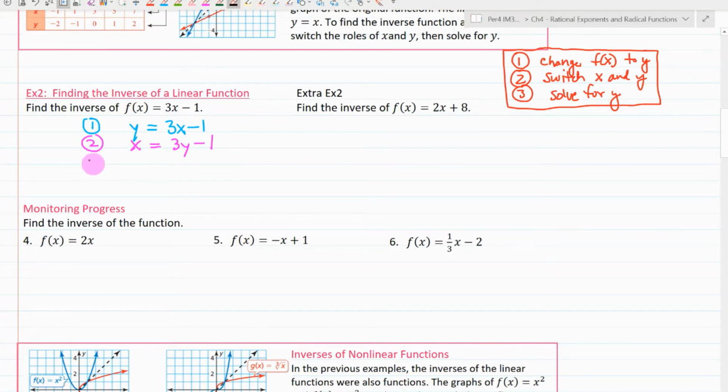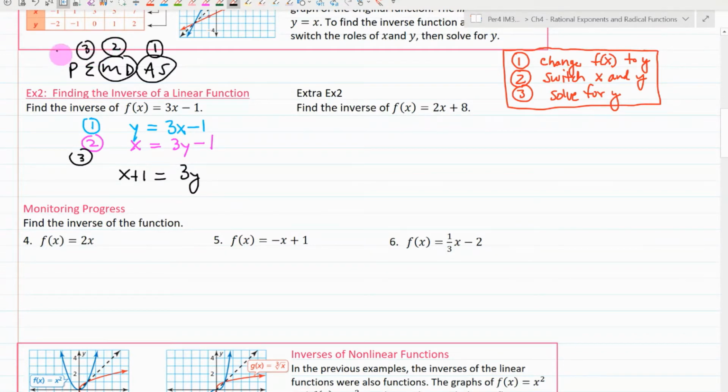Now, if it helps you to do it like this, plus 1, you can go ahead and do that, okay? But if you move an addition from one side to the other, it just changes the sign. So that's 3y. And then we're doing the order of operations backwards. So we do this first, this second, 1, 2, 3, 4 when you solve. And then we're going to divide both sides by 3.